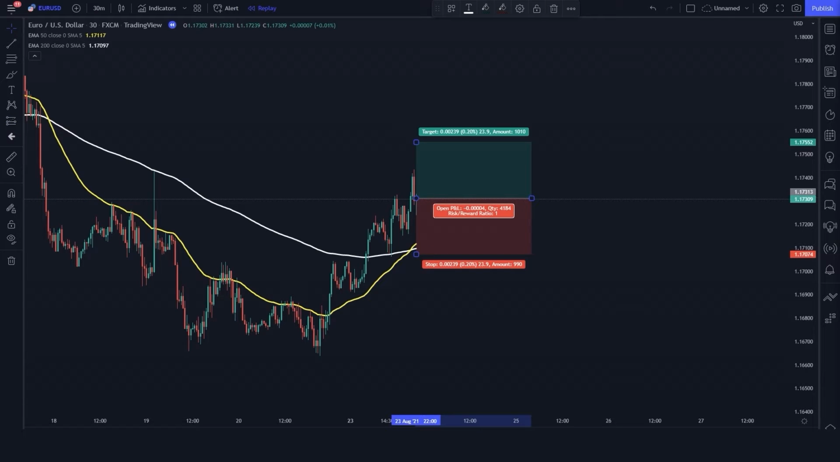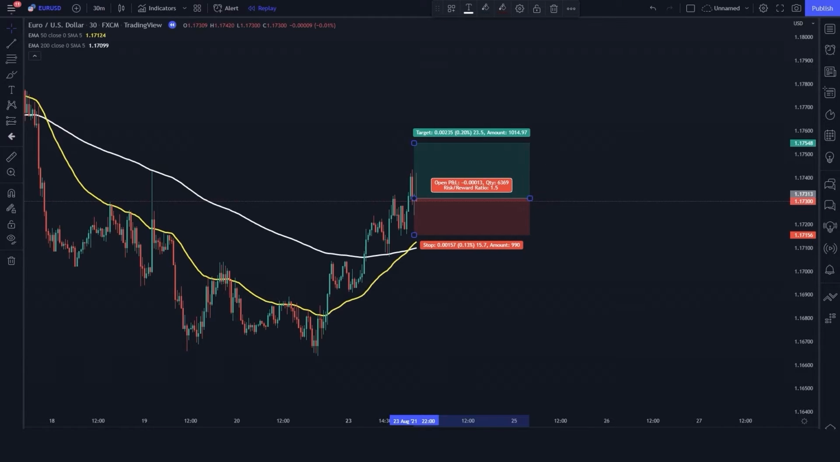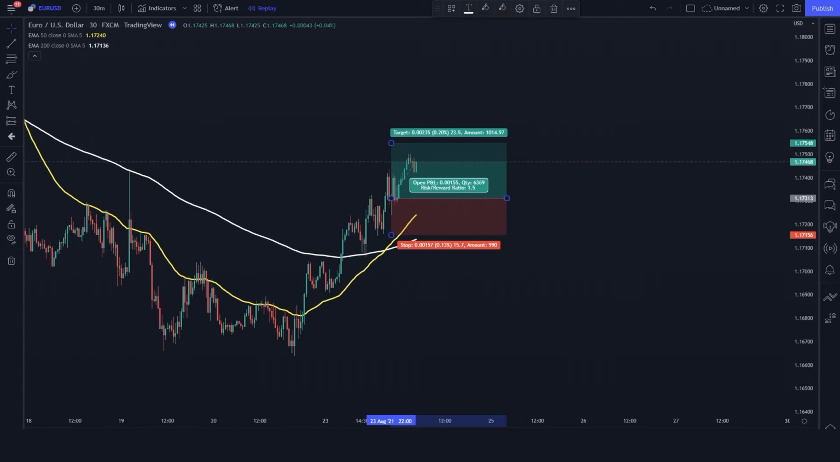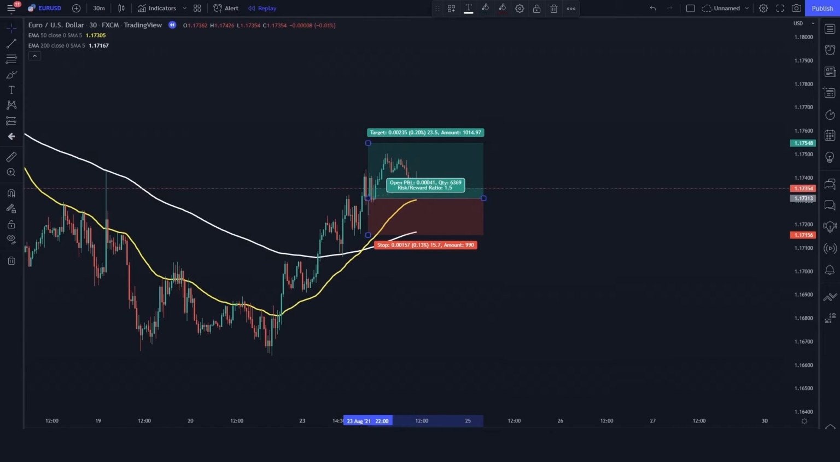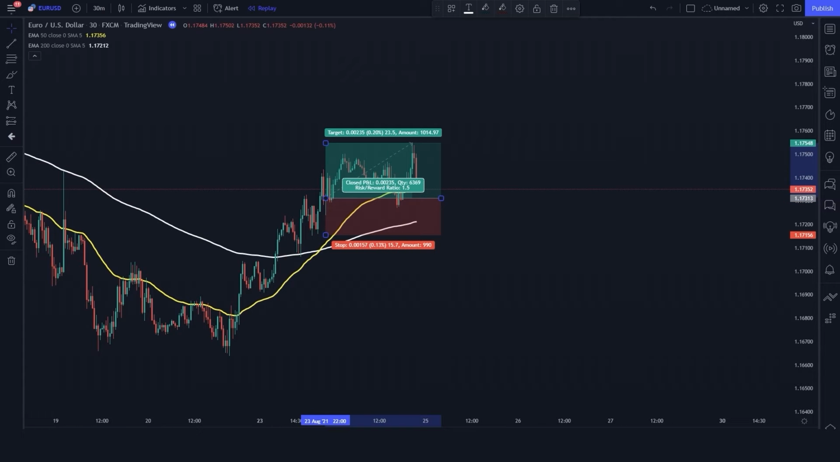Set the stop loss to the last low of the market. Set the take profit 1.5 times, so we are using a 1 to 1.5 risk-reward ratio. Let's see now. This trade hit the take profit.